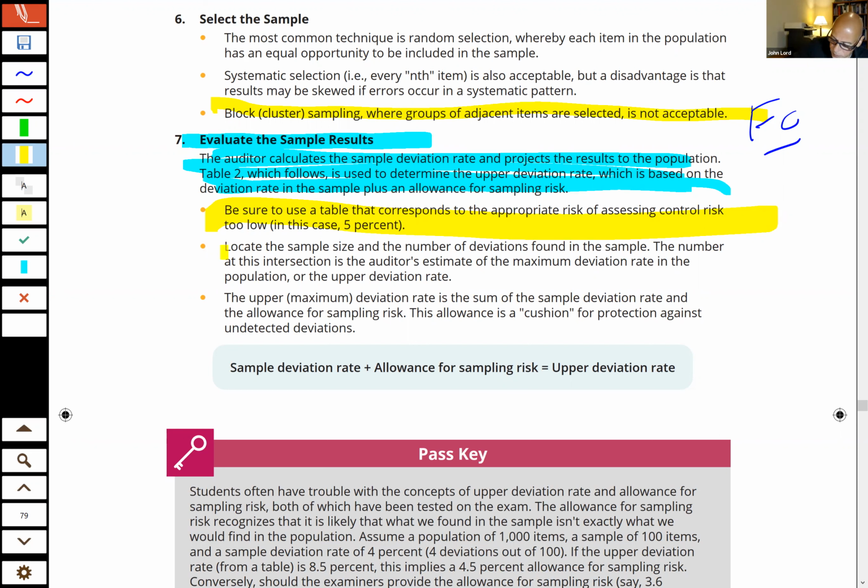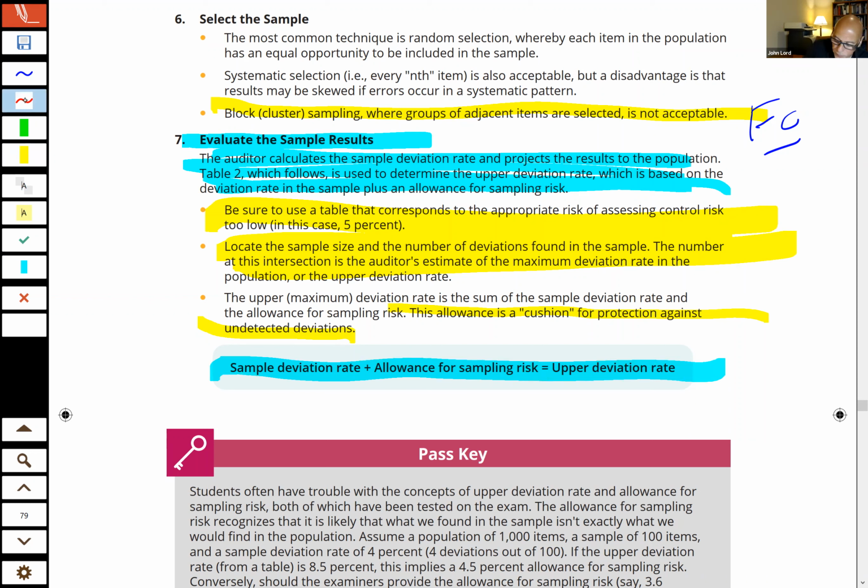We'll locate the sample size and the number of deviations, and that will yield something called the upper deviation rate. They tell us that the upper deviation rate is a cushion to protect against undetected deviations, and that it is the sum of the deviation rate plus the allowance for sampling risk. I want you to flashcard that, and after we look at the examples, I'm going to plug the numbers from the example into this formula.